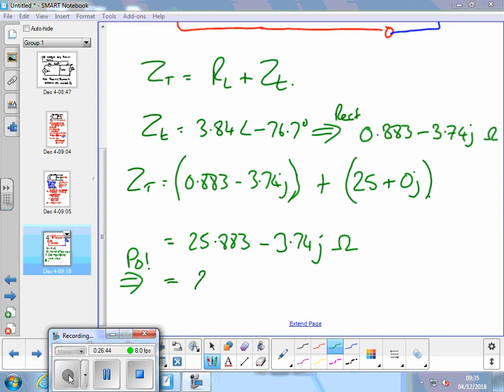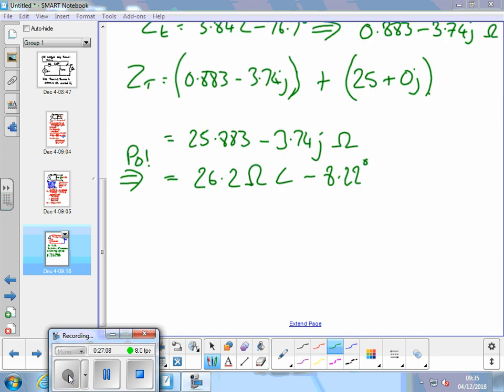26.2 ohms, angle minus 8.22 degrees. Ballpark figure for significant figures in the exam is 3. If you go to 3, you won't have any problems.